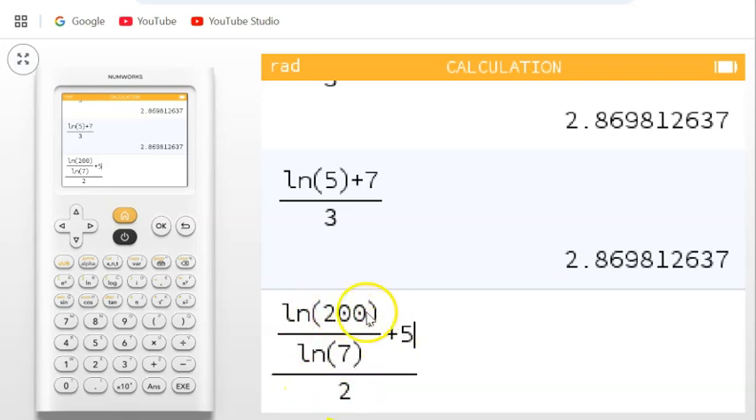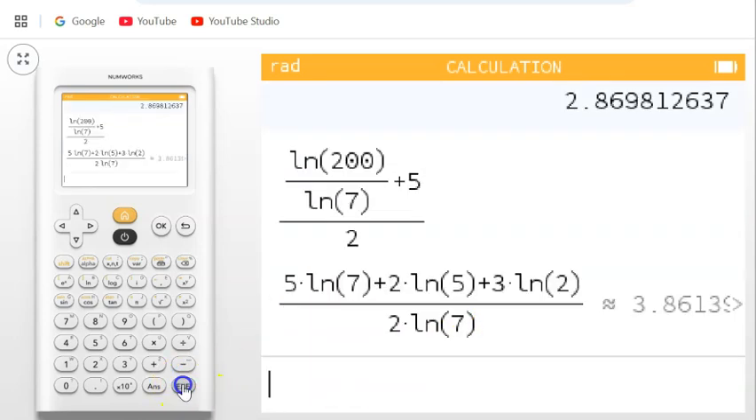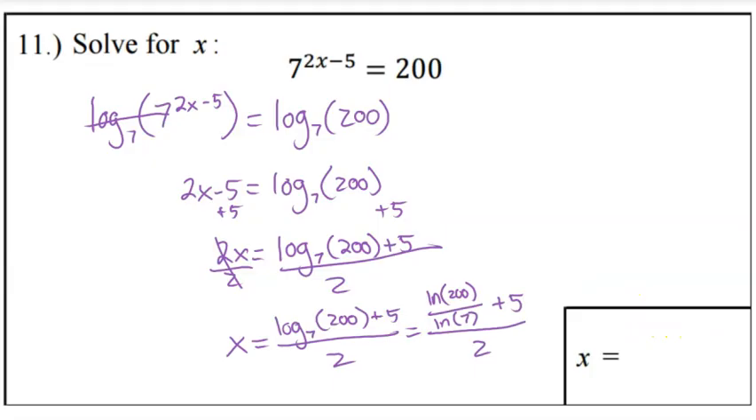You can do them as separate calculations and then put them all together. But I want to try and do them all at once. Then I hit execute and I get 3.861. So x is 3.861. Okay, that's number 11.